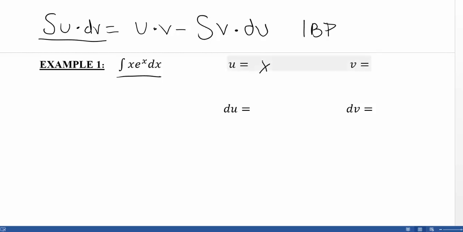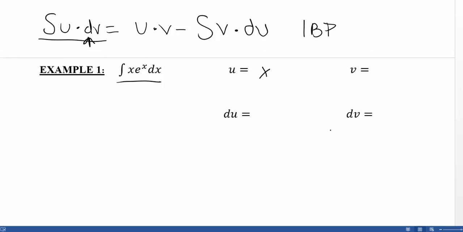Now, once you've picked your u, everything else becomes your dv. So dv here is e to the x dx. Whatever function comes over here to dv gets the dx with it. So now that we've picked our u and our dv, we need to do some side work to find the other pieces of the formula we need.